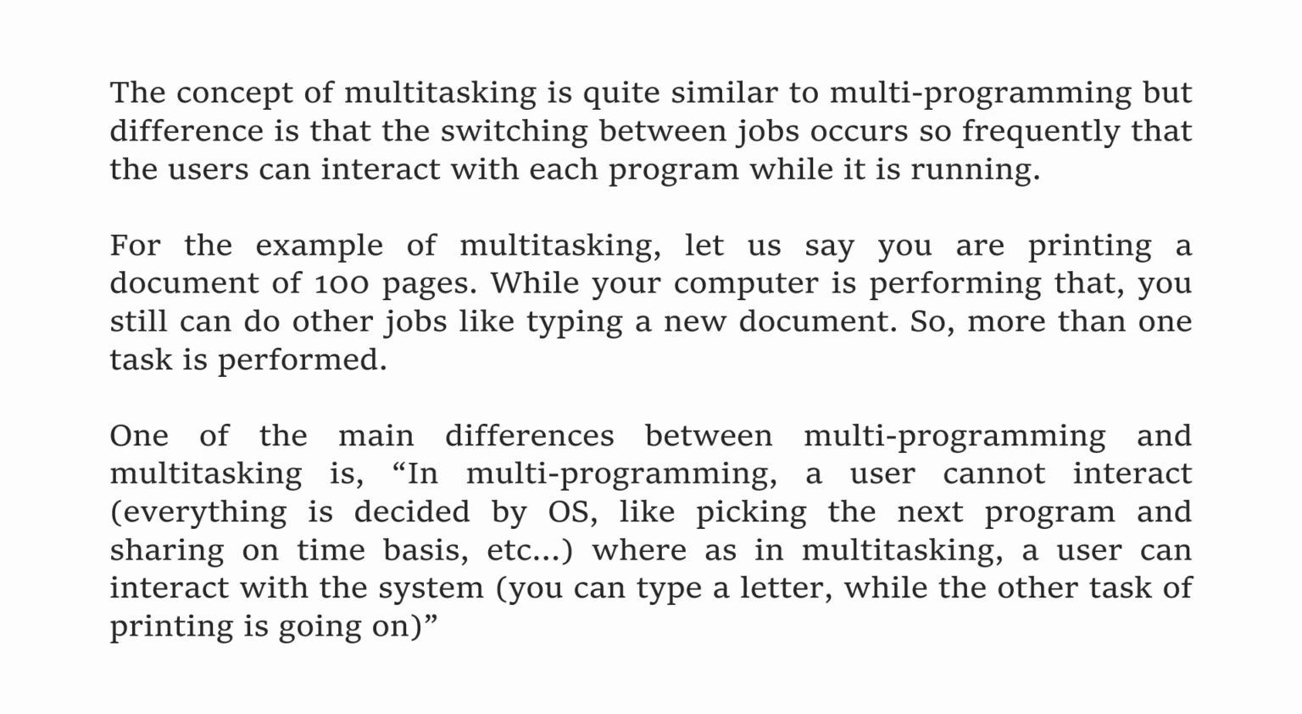One of the main differences between multiprogramming and multitasking is that in multiprogramming, a user cannot do other jobs when a job is running. Everything is decided by the OS, like picking the next program and sharing on a time basis. Whereas in multitasking, the user can interact with the system, that is, you can type a letter while the other task of printing is going on. So this is the main difference, where the user cannot interact in multiprogramming.